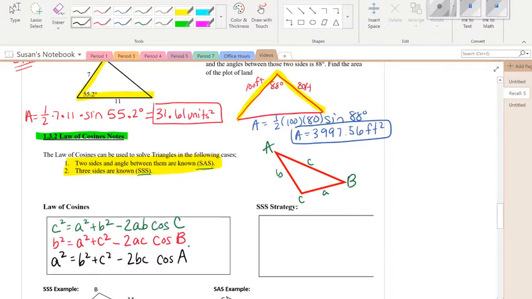So those are our formulas. They're really all just the same. It's just depending on what side you're solving for and what angle.